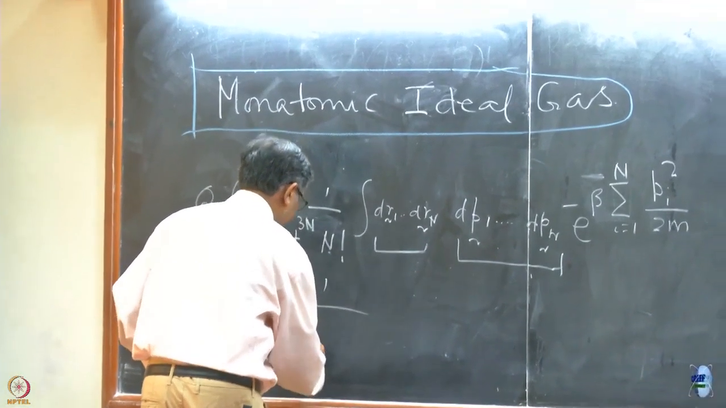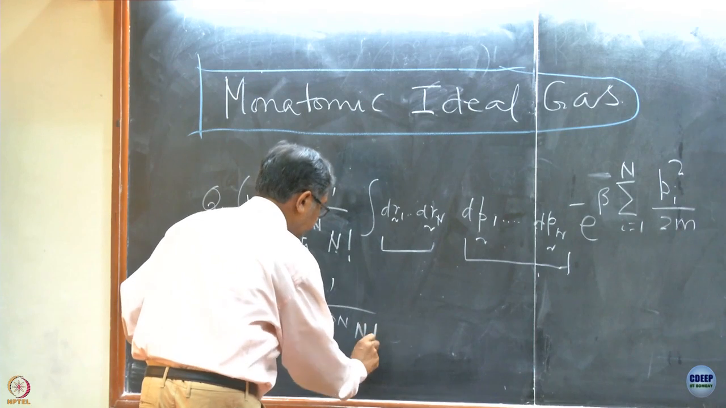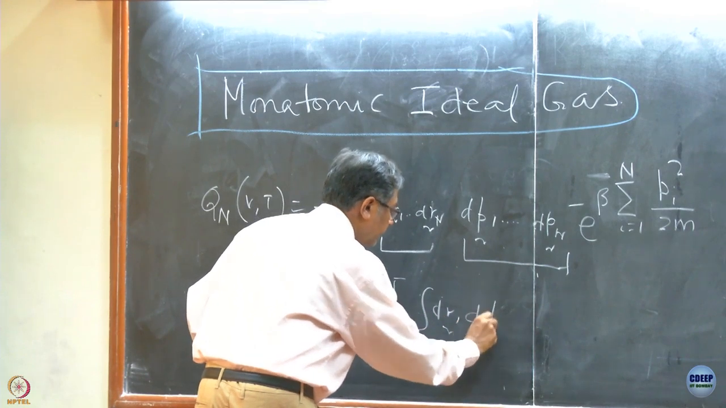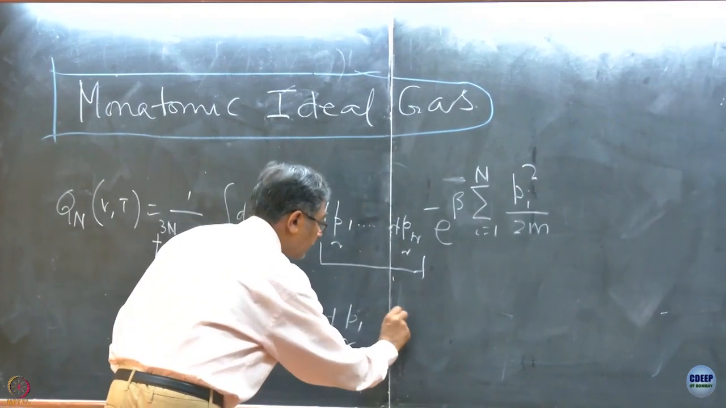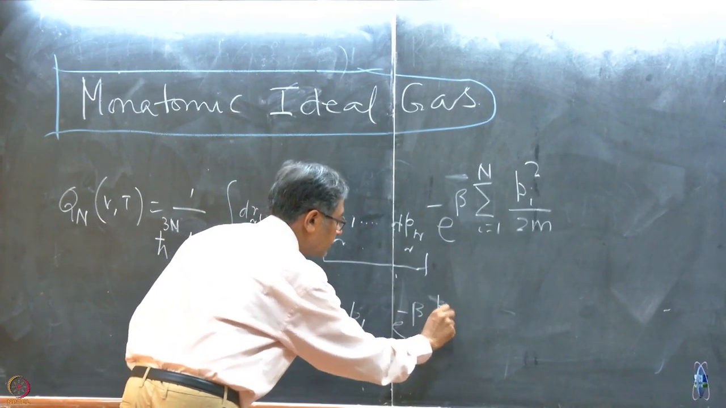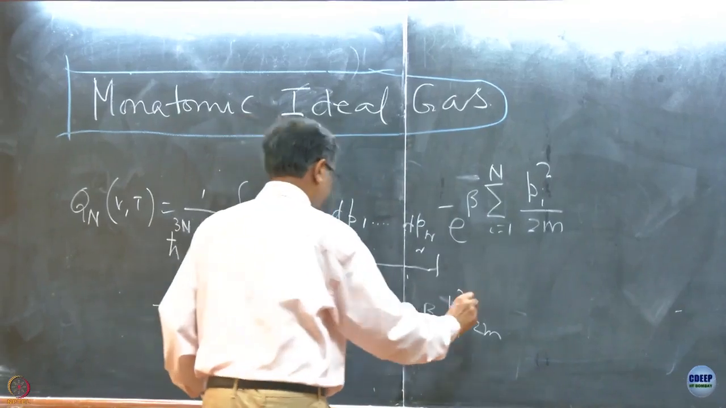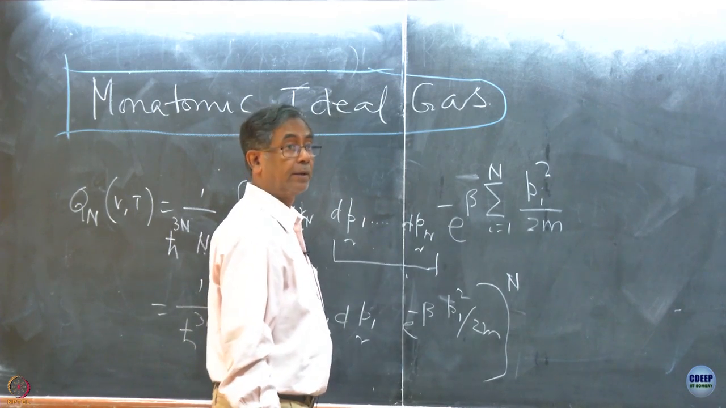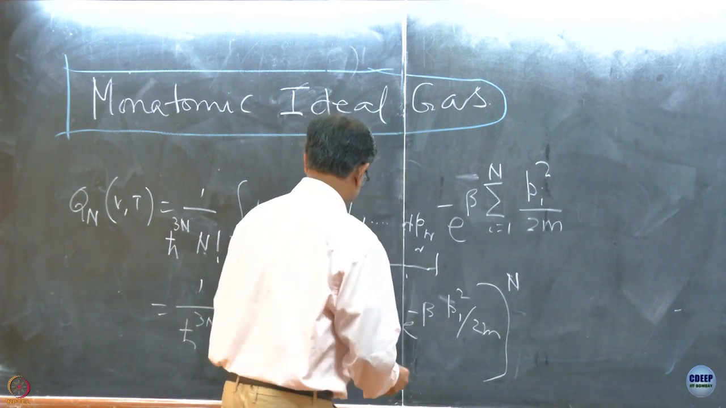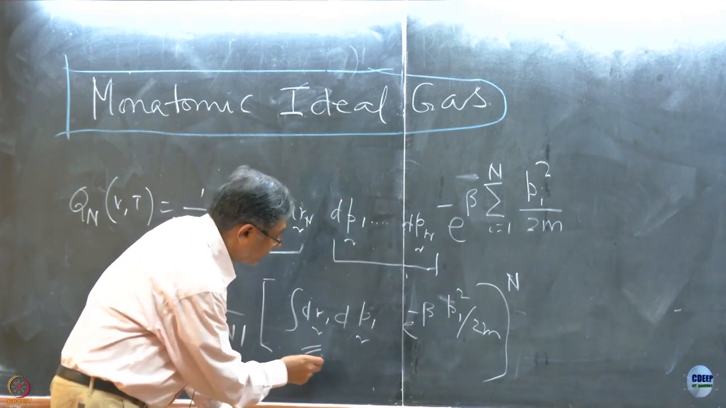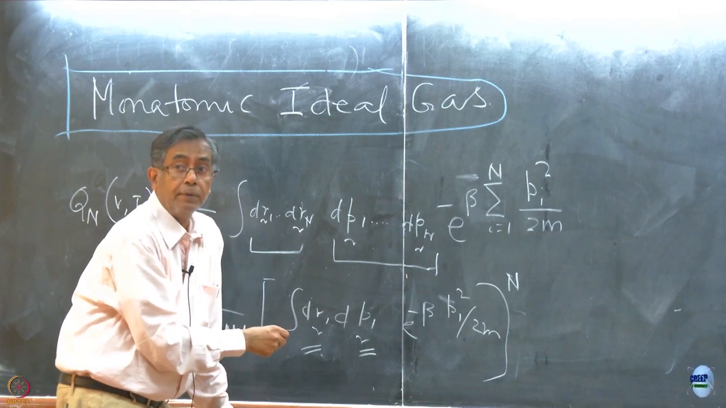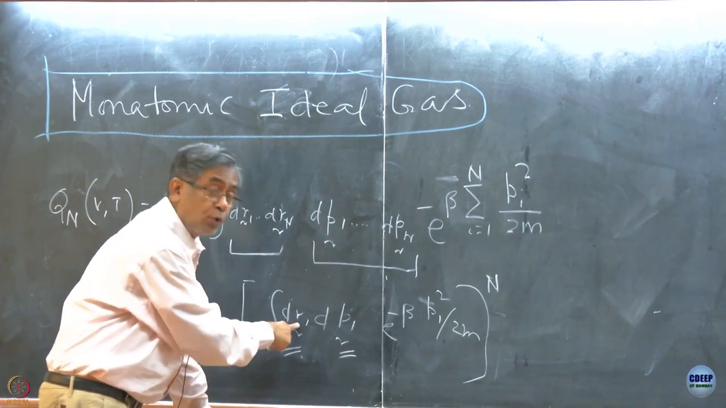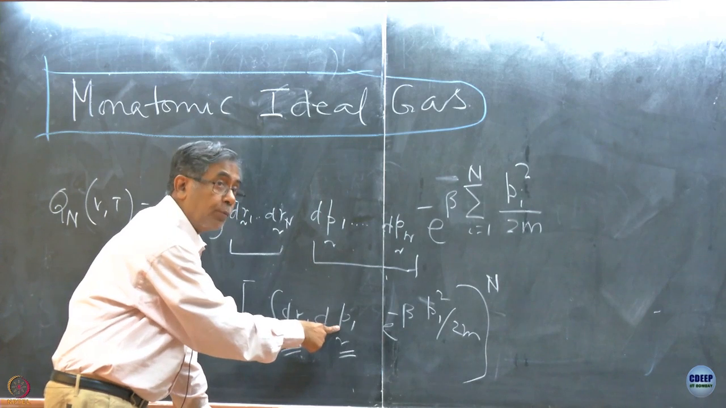Then, now dr1 dp1, e to the power minus beta p1 square by 2m. The whole thing in the exponent is to the power n because there are n particles. Okay. Now, this is volume, this is momentum. If I make this L cube, this is momentum cube.